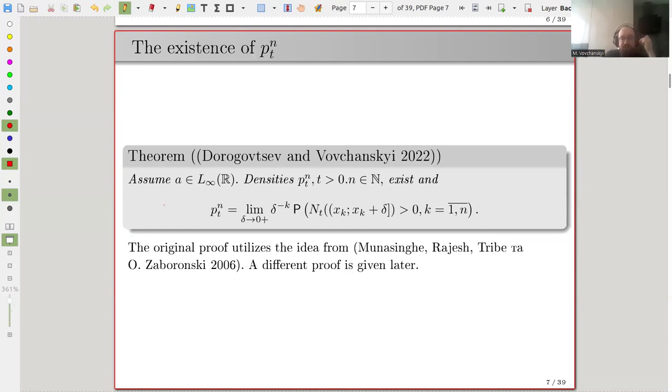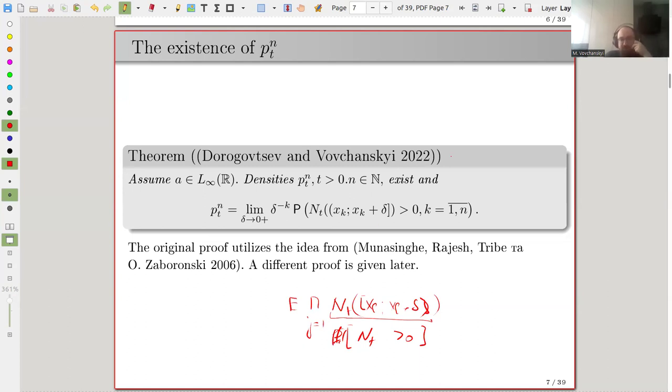So if our drift is additionally bounded, in addition to being Lipschitz continuous, such densities exist. It can be calculated not only as a mathematical expectation of products of the number of particles that hit this neighborhood, but also, as in the original idea of Singler, Roger, Schreiber, and Zebronski, we can get rid of this number and place simply the indicator that this number is greater than zero. So it's very unlikely that two particles hit a small interval simultaneously.